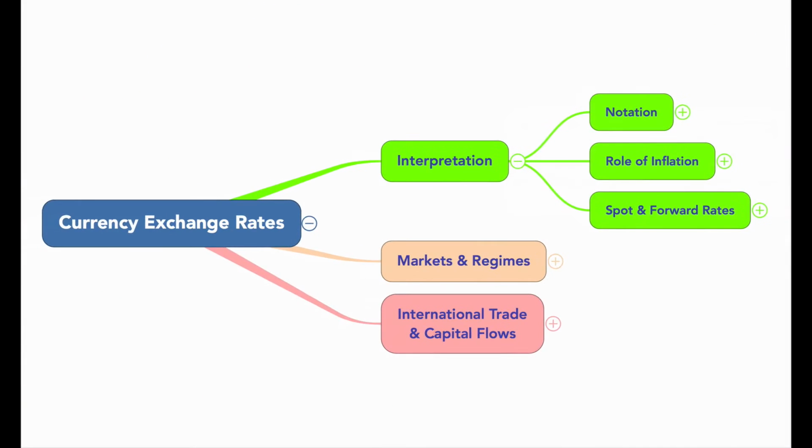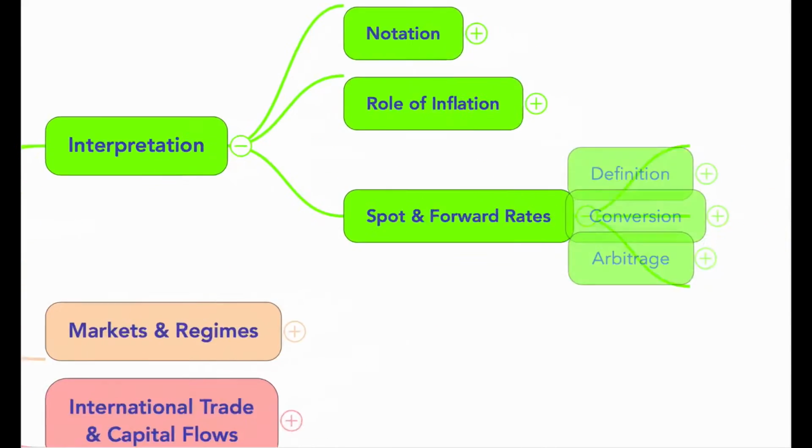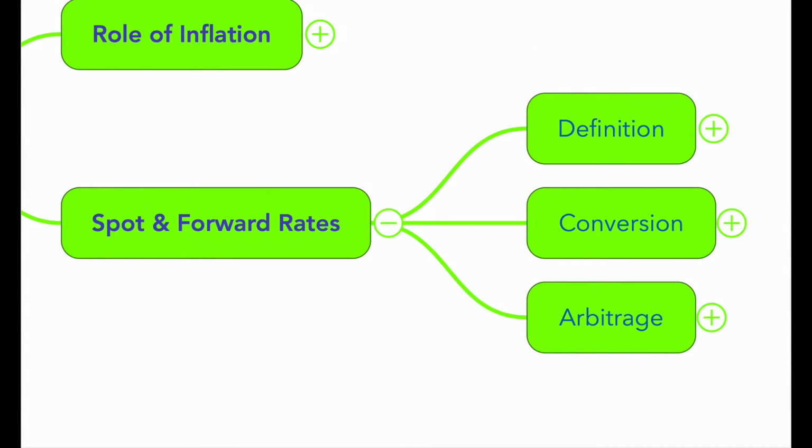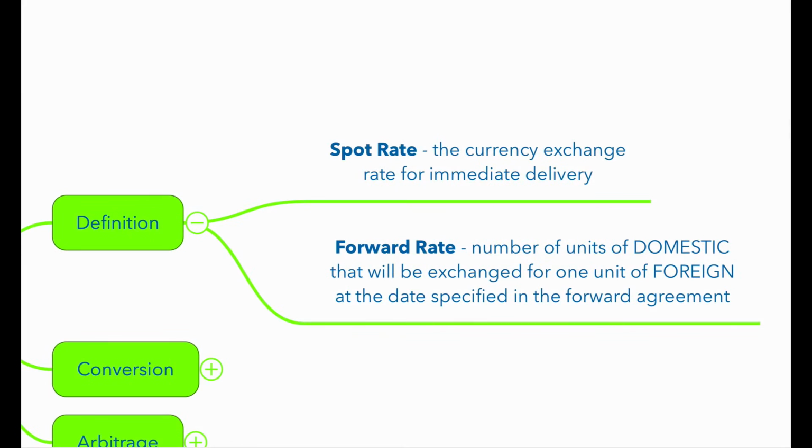Now let's turn to spot and forward rates. A spot rate is the currency exchange rate for immediate delivery. This, for most currencies, implies a time period of 2 days after a trade. A forward exchange rate, as the name suggests, is for settlement sometime in the future. So it's the number of units of domestic that will be exchanged for 1 unit of foreign at the date specified in the forward agreement.